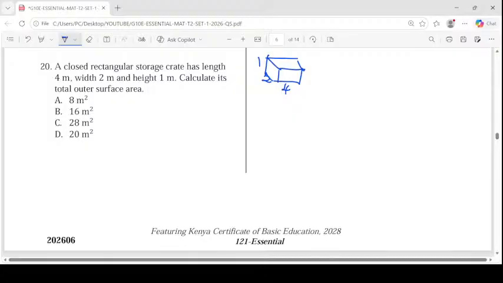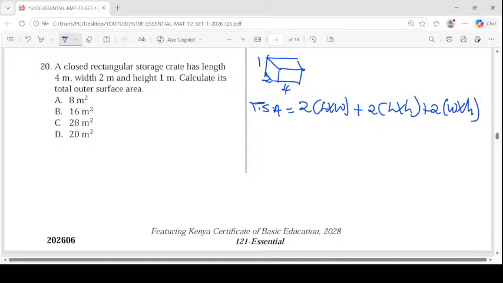To calculate the total surface area, you take 2 into length times width plus 2 into length times height plus 2 into width times height. So this will become 2 into our length is 4 times our width of 2 plus 2 into our length is 4 times height of 1 plus 2 into our width is 2 times our height of 1.